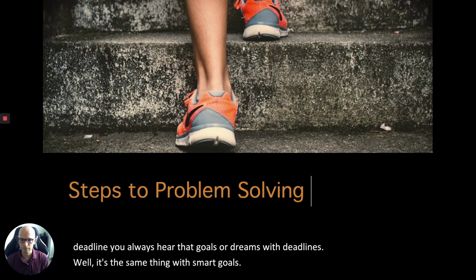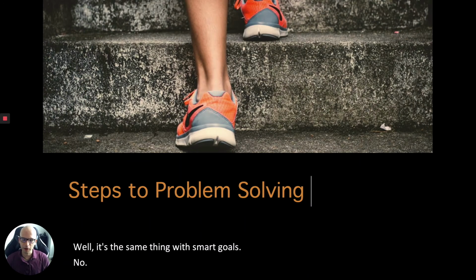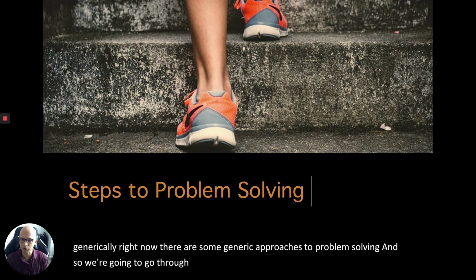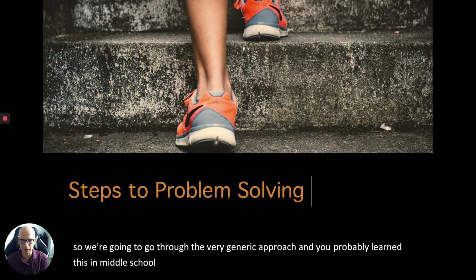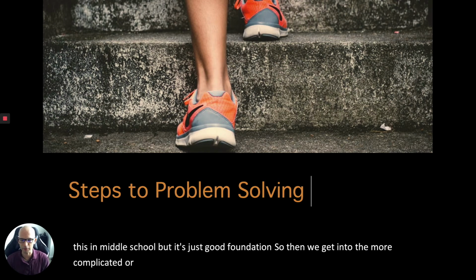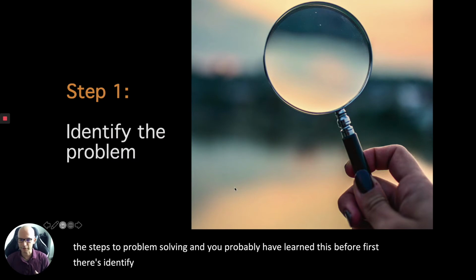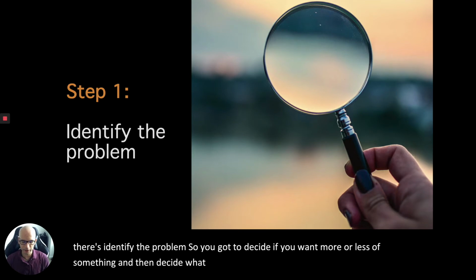Now, when we talk about problem solving generally, and we're just talking about it very generically right now, there are some generic approaches to problem solving, and so we're going to go through the very generic approach, and you probably learned this in middle school, but it's just good foundation, so then we get into the more complicated or the more sophisticated methods of problem solving. So here are the steps to problem solving, and you probably have learned this before. First, there's identify the problem. So you've got to decide if you want more or less of something, and then decide what terms you need to define, who is harmed by the problem, and what the effects of the problem are.